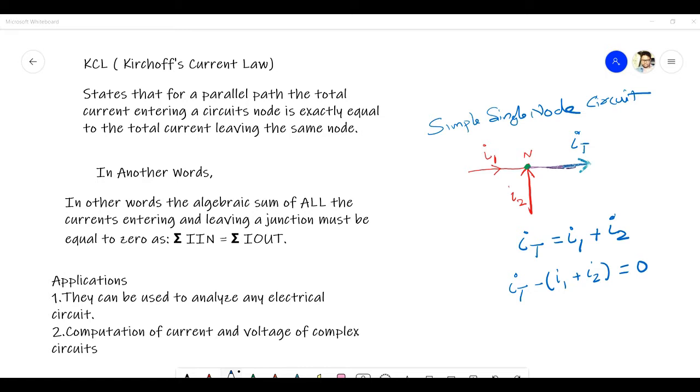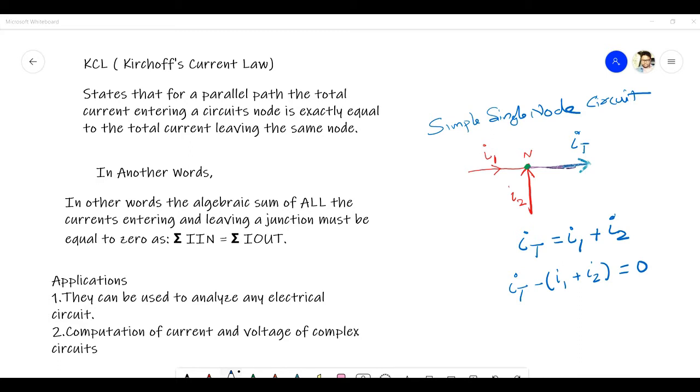In other words, the algebraic sum of all the currents entering and leaving a node or junction must be equal to 0. Kirchhoff's current law is commonly known as the conservation of charge, as the current is conserved around the node with no loss of current.